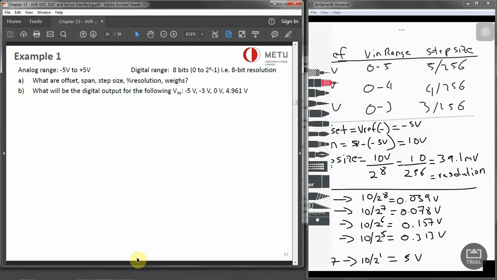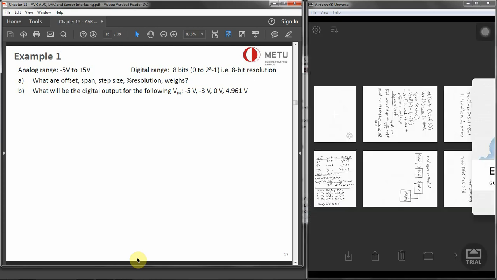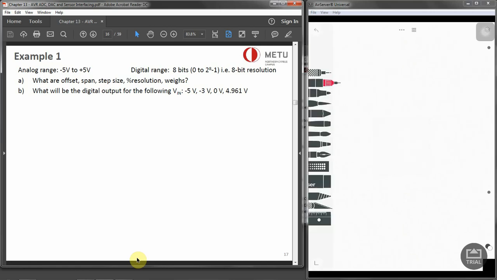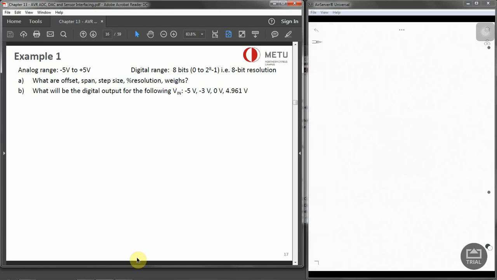And the next question asks, what will be the digital output for the following VINs? Now, there is minus 5 volts, minus 3 volts, 0 volts, and 4.961. If you want to find out the digital output, as we know, the formula for it is D out equals V in minus offset, divided by step size.